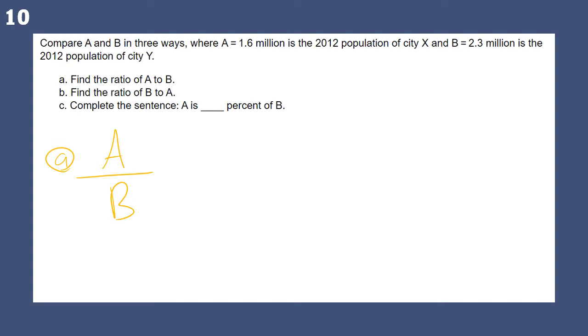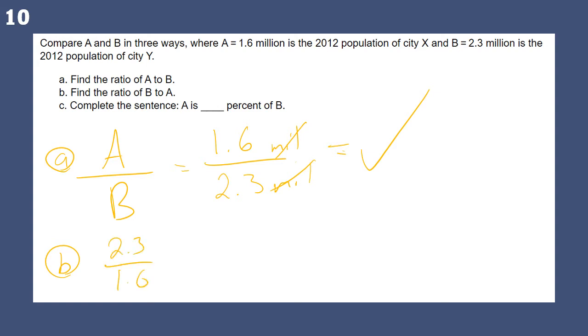All that needs us to do is type in 1.6, and I don't need to type the million because they both have million, and 2.3. If I were to type million on the top and bottom, it would cancel out anyway. And that would be my answer for part A. For B, however, I need to flip it upside down because it says ratio of B to A, so B has to go on top: 2.3 over 1.6.